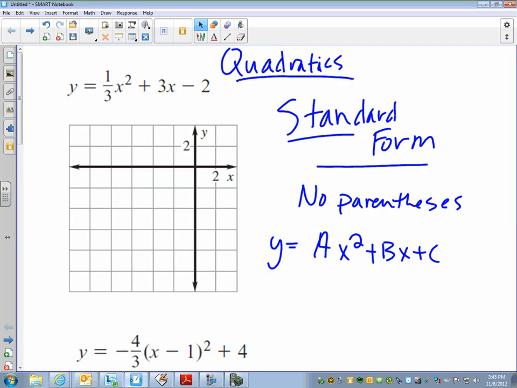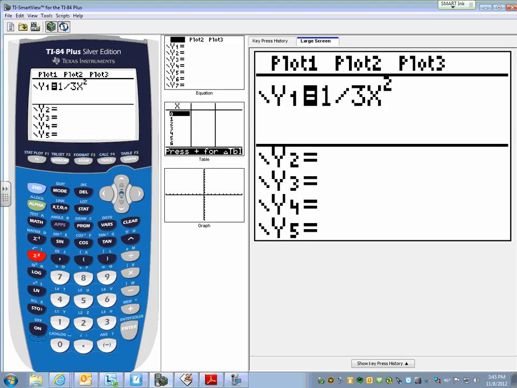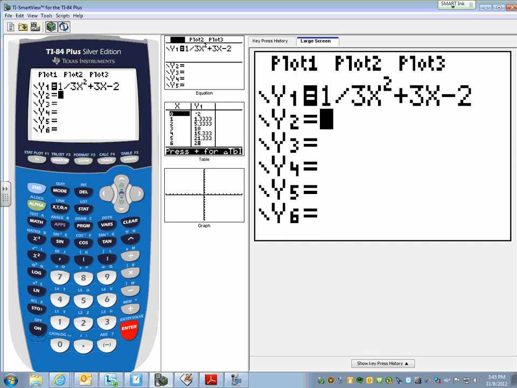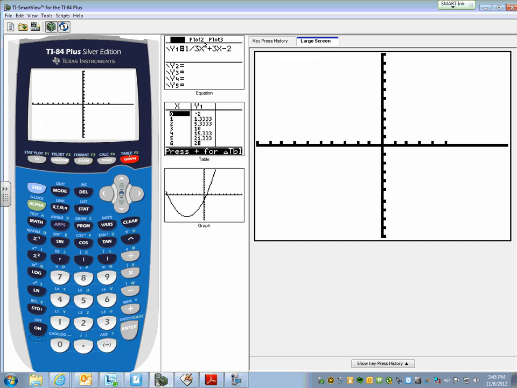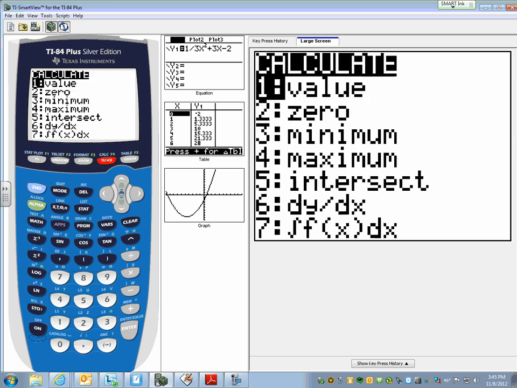I have the memory of a goldfish here. This is going to take a little bit. Plus 3x minus 2. Boom. It's in there. Check our graph. Yep, that's a quadratic, U-shaped. So we want to do minimum or maximum. We look on our graph, that is a minimum, and it's a positive number in front. So for those two reasons, I know it's a minimum.